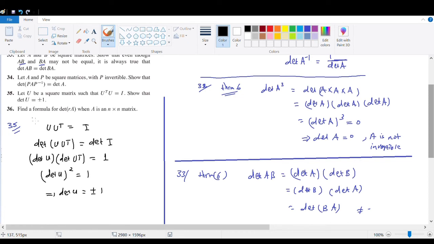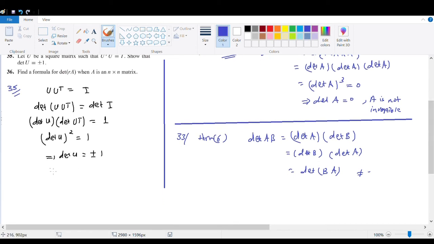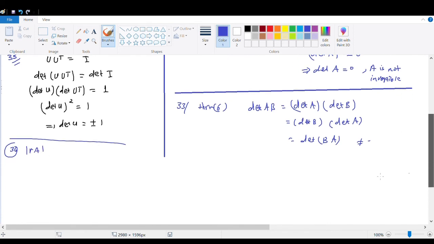Now for 36, find a formula for determinant of rA when A is an n by n matrix. So we need to find determinant of the rA matrix. For example, let us assume that our A is a 3 by 3 identity matrix, so this is equal to I3, which is 1 0 0, 0 1 0, 0 0 1. Now rI3 will give us r 0 0, 0 r 0, 0 0 r.